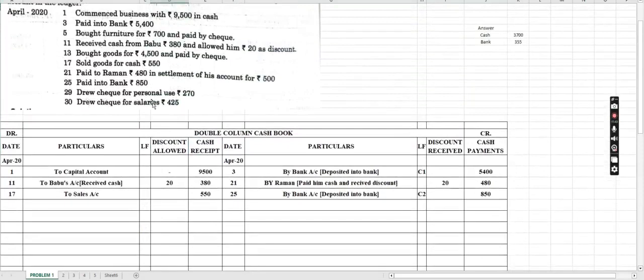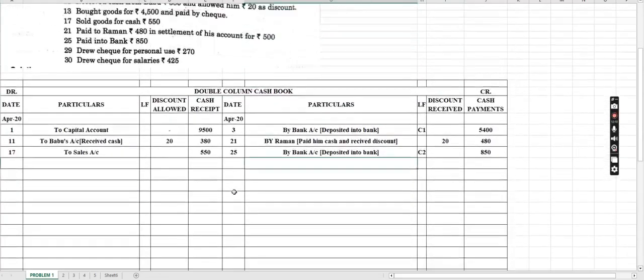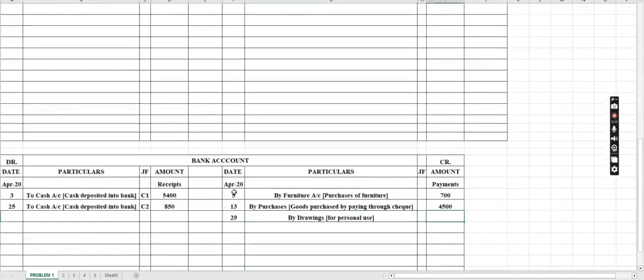Drew check for personal use. So here, when we are drawing check means bank account. Money is drawn from the bank for personal use, rupees 270 on 29th. It is direct. Okay, on 29th by drawings, in bracket I will write for personal use. Okay, how much amount? 270 rupees. Okay, next.